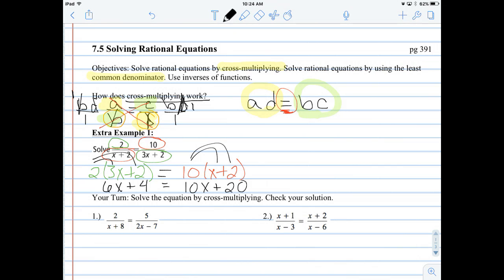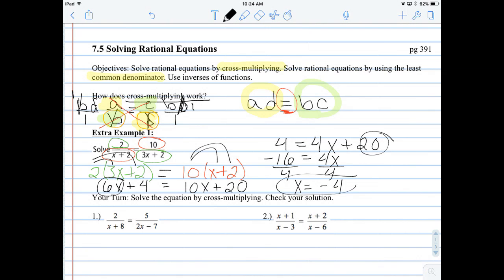I'm going to subtract this 6x from both sides. On the left side I have 4. On the right side I'd have 10 minus the 6x, which is 4x, plus 20. I'm now going to subtract that 20 from both sides. 4 minus 20 is negative 16. And then divide both sides by the 4. x is equal to negative 4. Okay, so again, x is equal to negative 4.